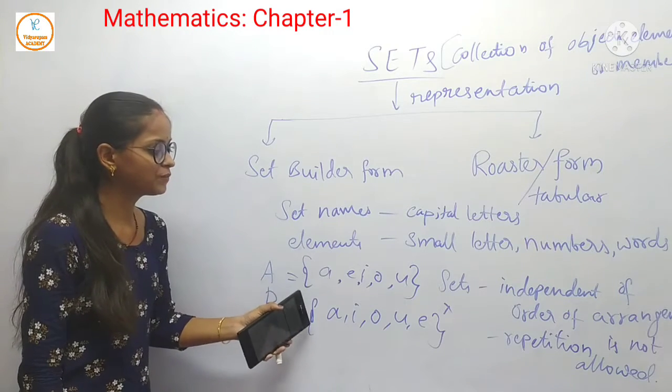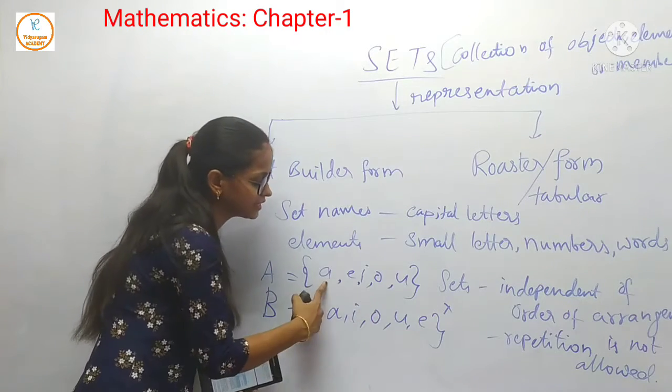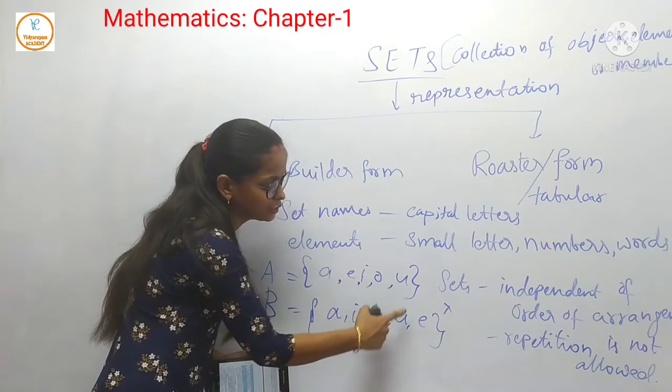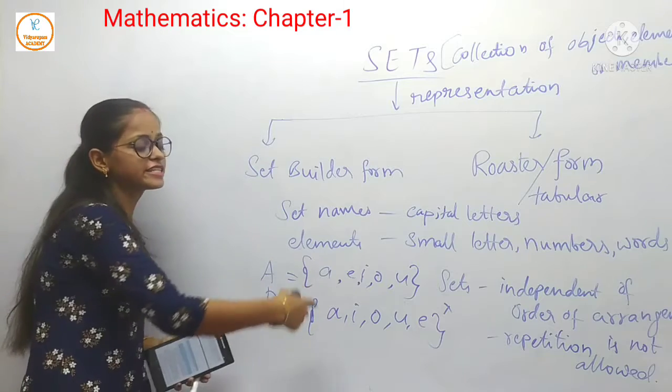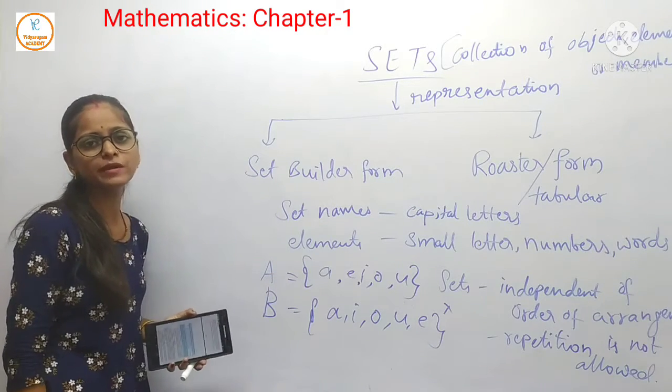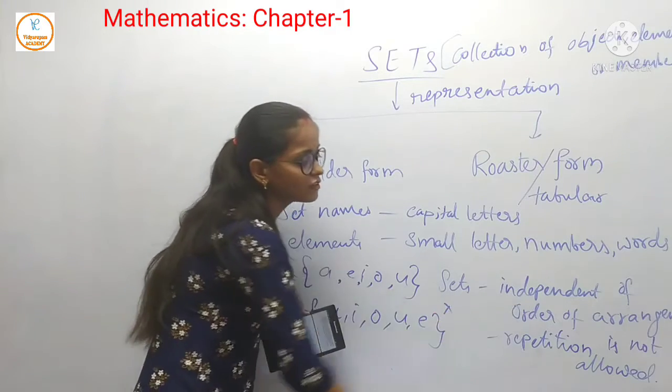If you see these two, the letters are the same. Here E is here and E is here, I here, O here and U here. That means I changed the order. So are they equal? Yes, those two sets are equal because it is independent of the order of arrangement.